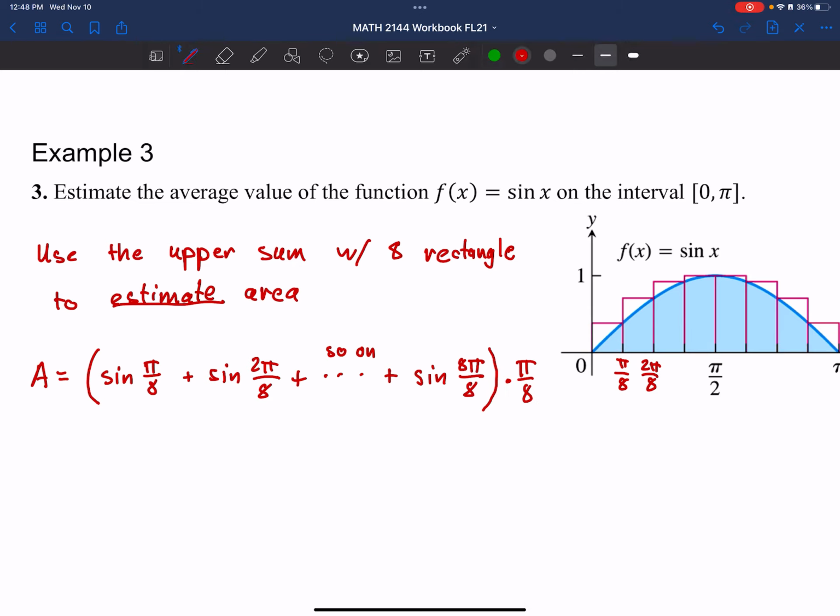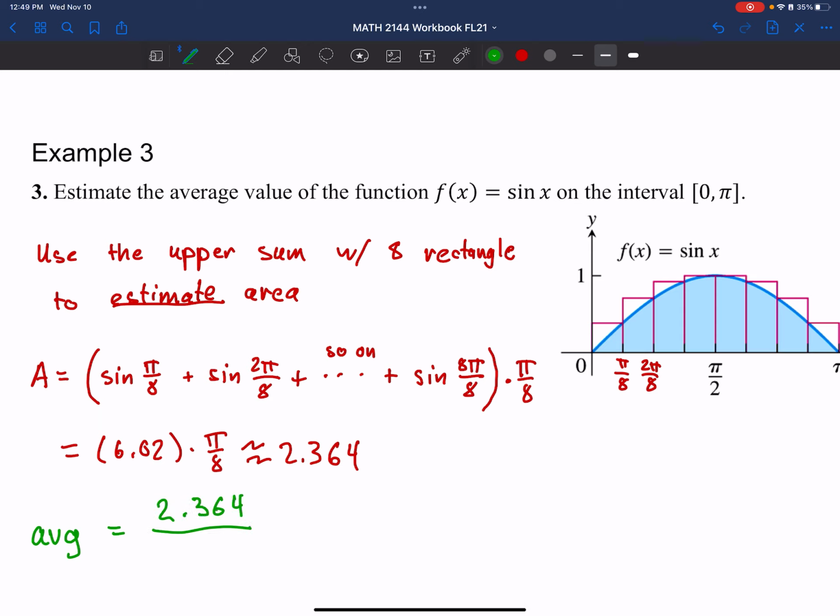I did that ahead of time, and this works out to be 6.02 times pi over 8, which is approximately 2.364. So that is the area. Are we done? Have we found the average value? No, we have not. We have found the area under the red rectangles, so an estimate of the area of the curve. So what we'll then do to actually find the average, we're going to take this 2.364, and what are we going to divide it by?